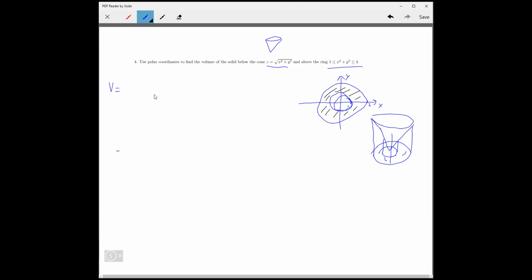Okay, so the volume is going to be the integral over the region, if we call this region R, of the height, which is z, times the area, the dA. So in this case, the height is the square root of x squared plus y squared, but we're going to use polar coordinates. So in polar coordinates, what's z?